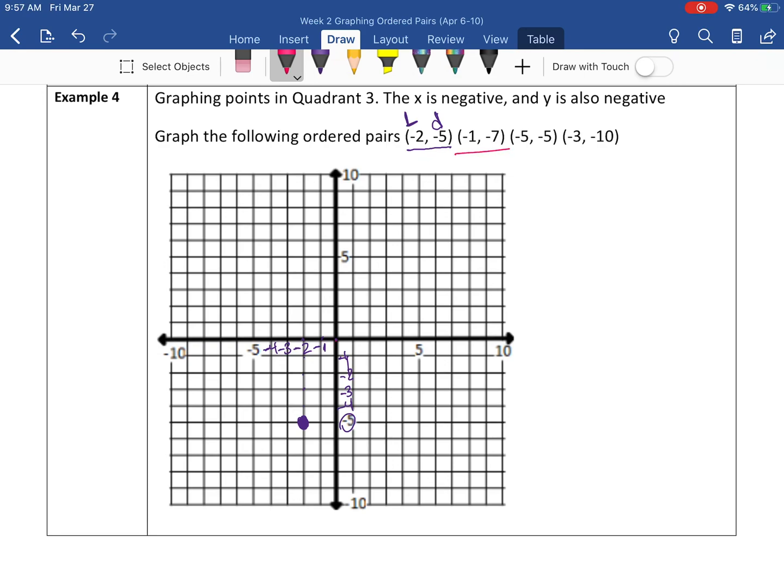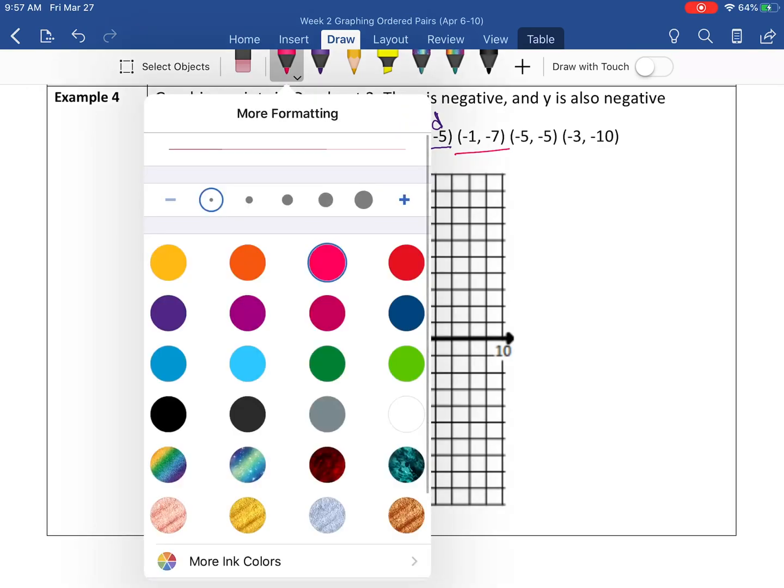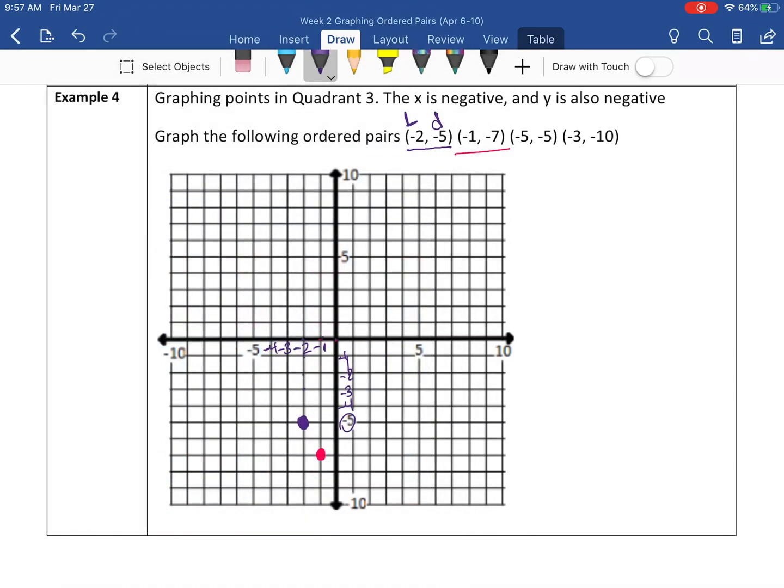Then we have (negative 1, negative 7), so we're going to go to the left 1 square and then down 7. Now would be a good time to pause and see if you can graph those last 2 points on your own.